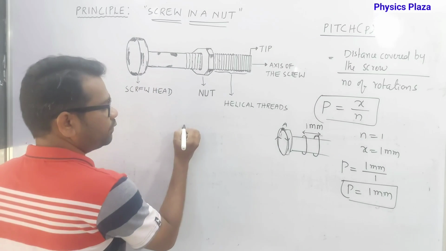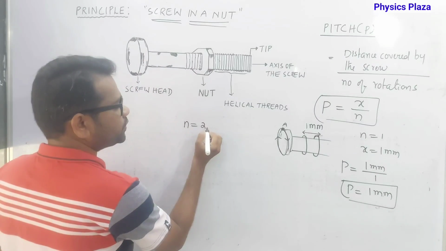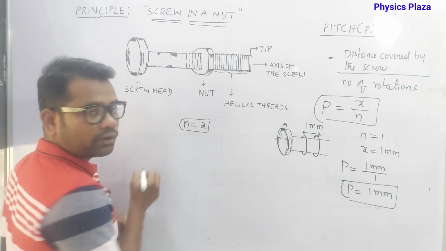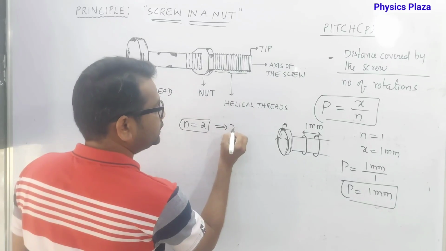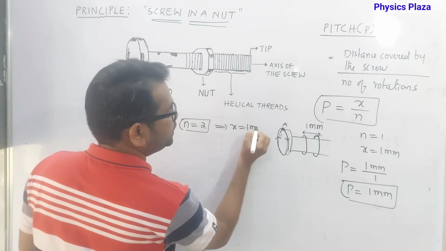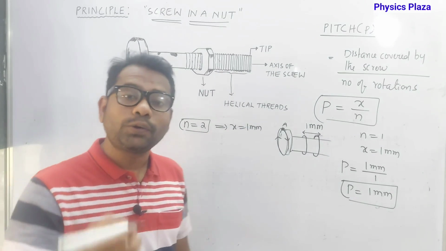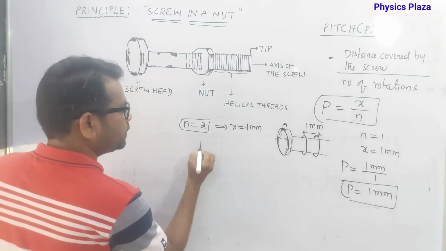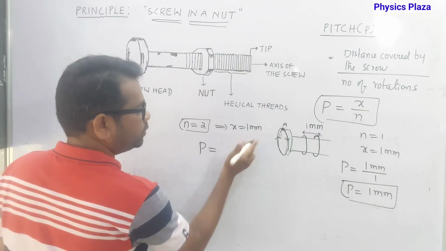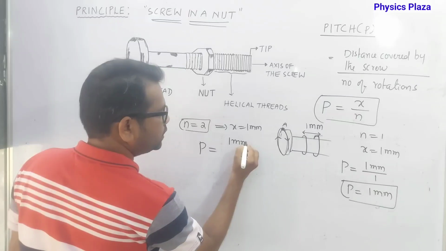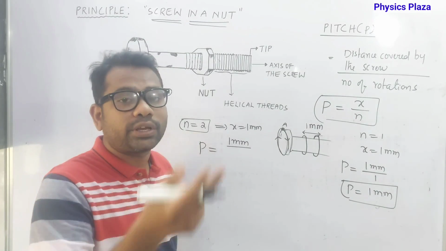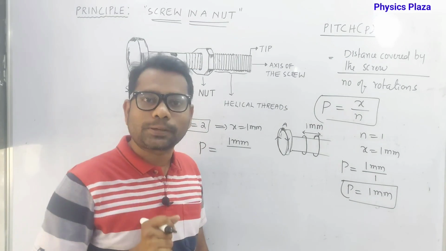What I mean to say is, for example, if you make two complete rotations, the distance covered will be 1 millimeter. Then what is the pitch? How to calculate the pitch, children? Pitch is equal to distance traveled, which is 1 millimeter, divided by the number of complete rotations.